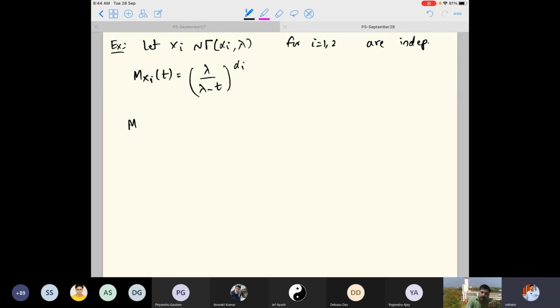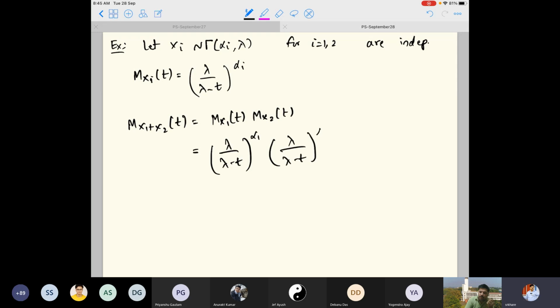And then what will be the M of X1 plus X2 at t? Then it will be the product of M X1 of t into M X2 of t. And what will that be? Lambda divided by lambda minus t to the power alpha 1, times lambda divided by lambda minus t to the power alpha 2, which is lambda by lambda minus t to the power alpha 1 plus alpha 2. This implies that X1 plus X2 actually follows a gamma density with the parameters alpha 1 plus alpha 2 and lambda, right?